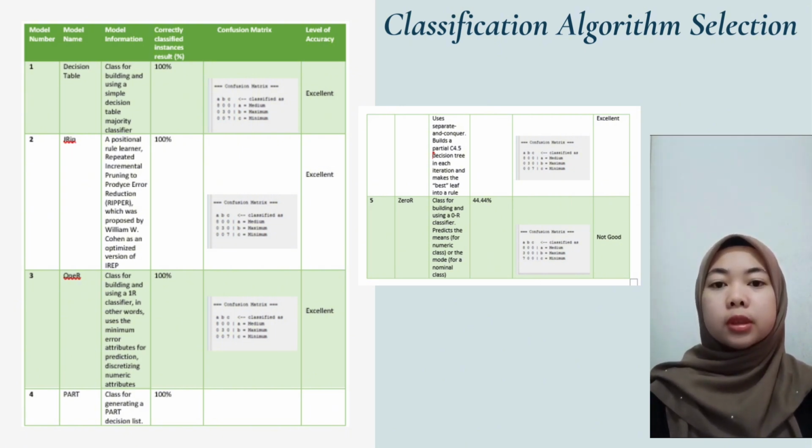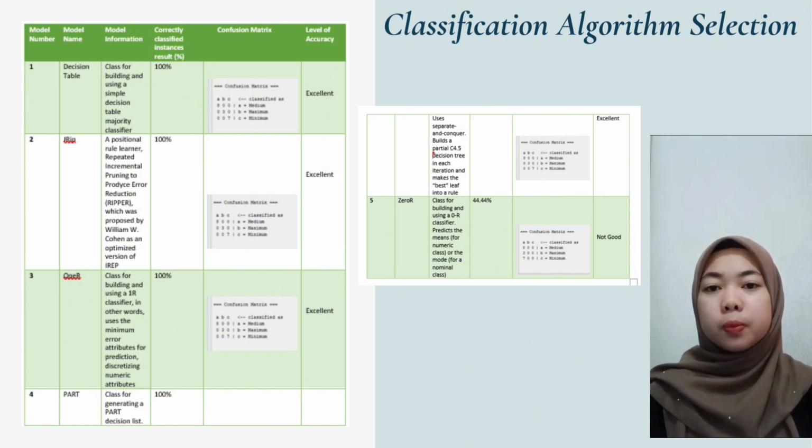Based on this table, the correctly classified instance for decision table is 100% and the level of accuracy is excellent. Secondly is GRIP. GRIP is a propositional rule learner, repeated incremental pruning to produce error reduction, which was proposed by William W. Cohen as an optimized version of IREP. For this, the correctly classified instance is also recorded at 100% with excellent level of accuracy.